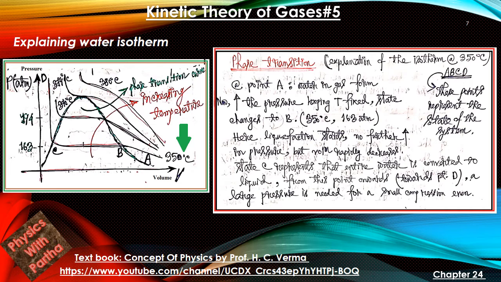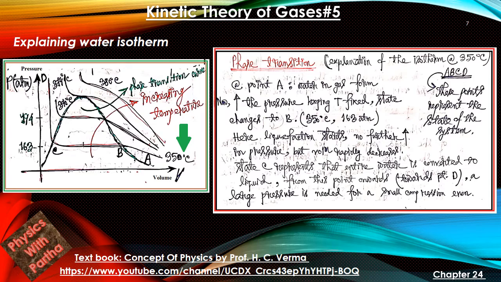At point A, water is in gaseous form. Now if we increase pressure, keeping temperature fixed, then the state changes to B, that is point B, at 163 atmospheric pressure. Here liquefaction starts. From point B to C, the water will undergo liquefaction. No further increase will be there in pressure, but volume rapidly decreases. Then state C represents that the entire water is converted to liquid.